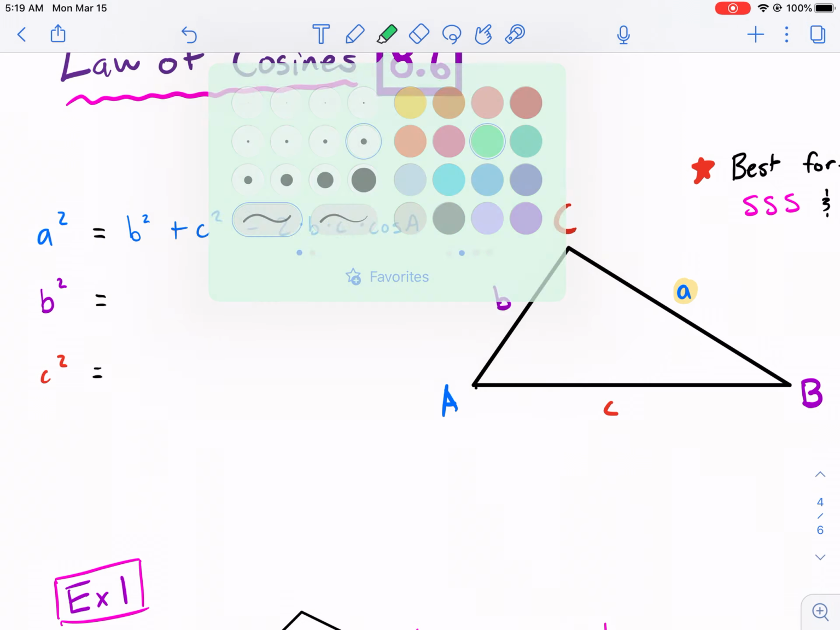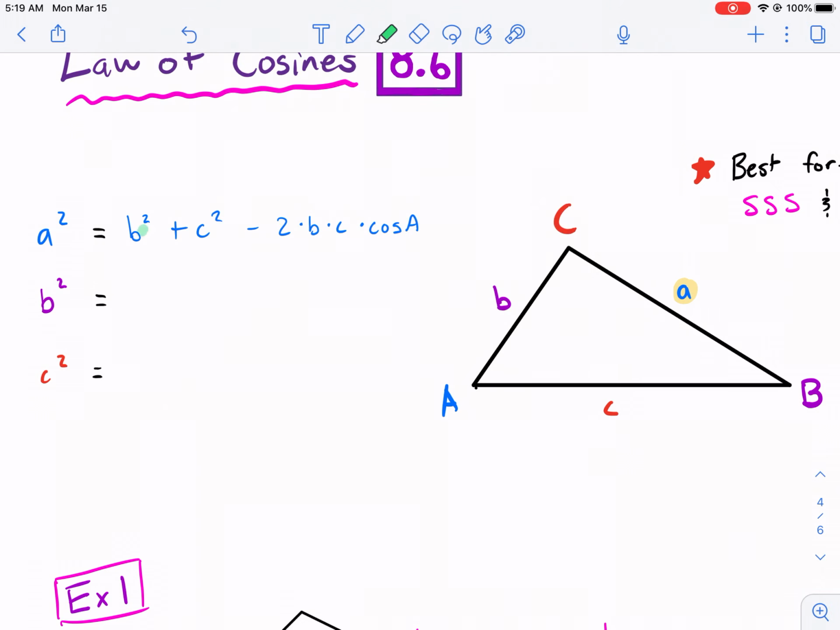There's a couple things we need to know in order to find side A. We would need to know side B, we would need to know side C, and then we'd also need to know the angle A. So you need to know three things in order to find the one thing that you're looking for.